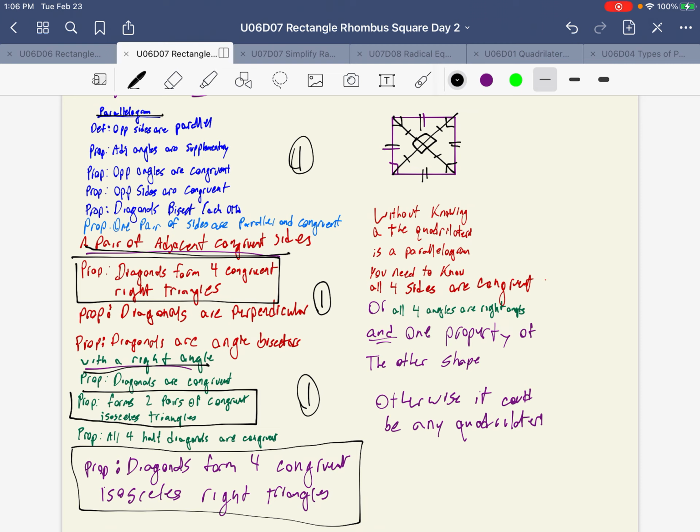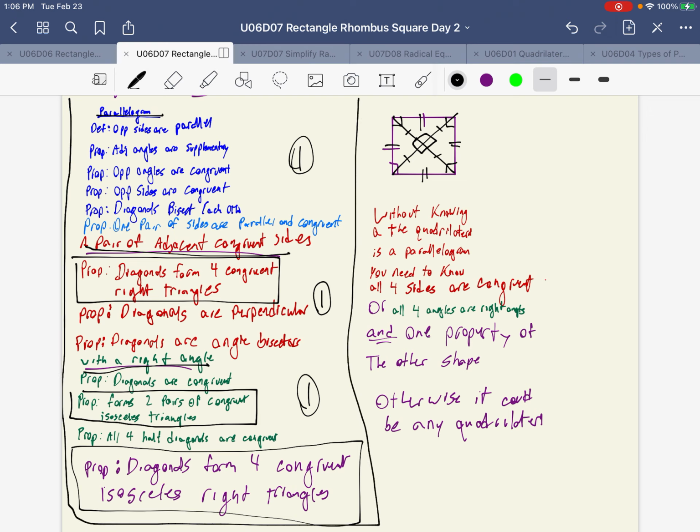So I'm going to leave the properties on screen for now if you need to take those down. You should have obtained most of these properties from the previous slides, and that is it. I will see you in class tomorrow, where we'll continue to review for our quiz on Friday.